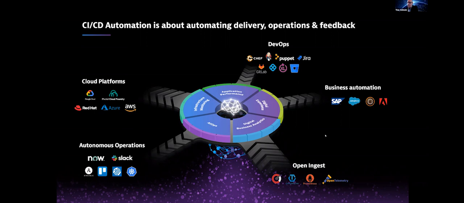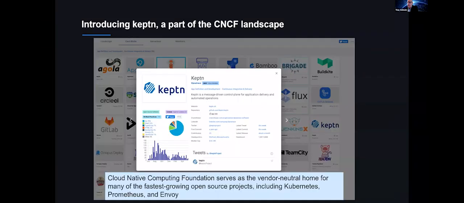In the meantime, we introduced Keptn. Keptn, as you can see, is a project within the Cloud Native Computing Foundation, where you can see other projects like Kubernetes and Prometheus, so that must ring a bell with you. So what is Keptn actually? Keptn is an event-driven or message-driven control plane for application delivery and automated operations. Quite a mouthful, so let's go into more detail and explain what we want to achieve with this new layer.